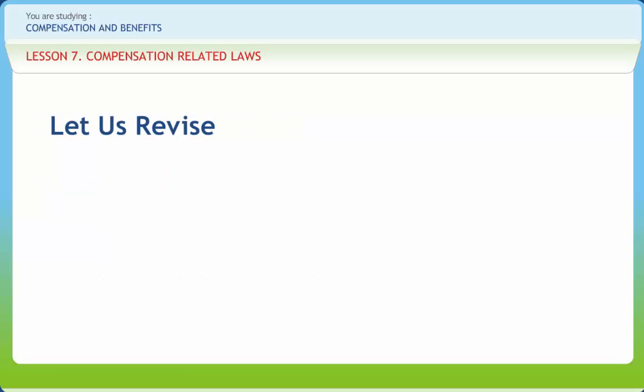Before we end, let us briefly revise what we have studied so far. Income tax is a species of direct tax. It is governed by the Income Tax Act 1961. By virtue of authority vested in the central government by the Constitution of India, it has enacted the Income Tax Act 1961.